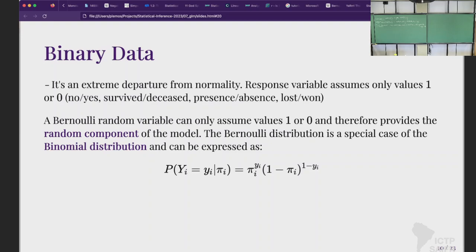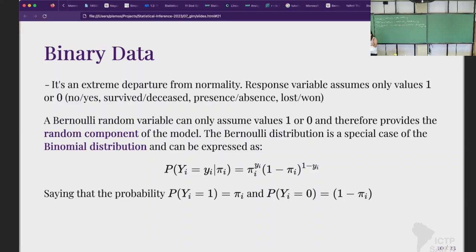And then because our variable can only assume the values of 1 and 0, if I see a plant, is it alive or is it dead, it's going to be this y_i. So if it's alive, this is a 1, and otherwise it's going to be a 0. This is basically saying that the probability of observing a 1 is equal to pi, and the probability of observing a 0 is 1 minus pi.